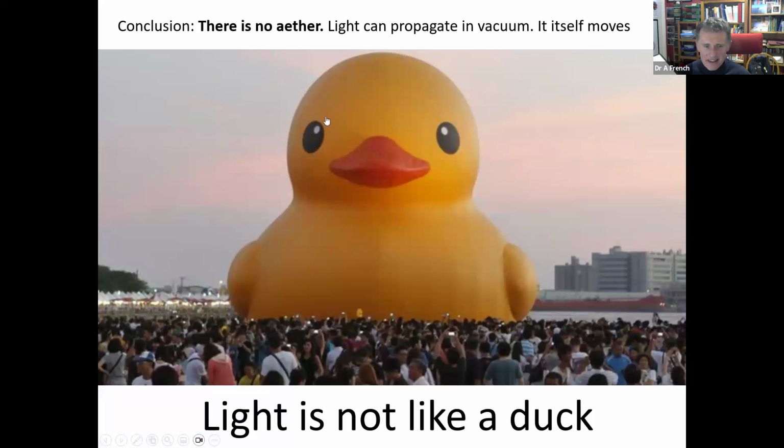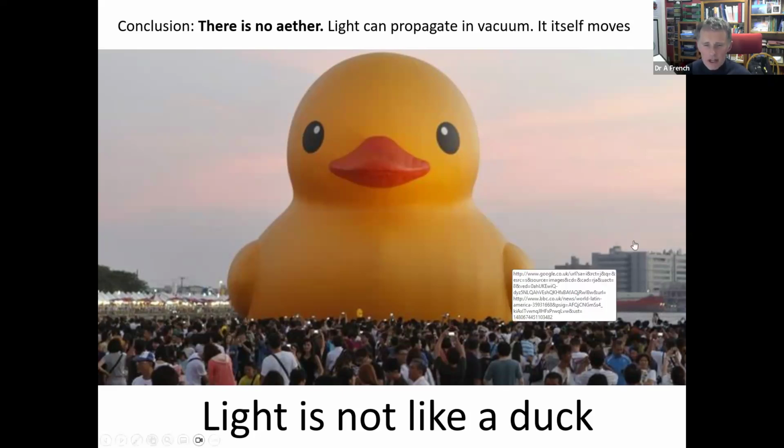Okay, there we go. I think this is a real, not photoshopped image. I think it's in Hong Kong. This enormous duck was floated down the river. So there is no ether. Light can propagate in a vacuum. It itself moves. The electromagnetic waves propagate on their own in a vacuum at just under 3 times 10 to the 8 meters per second.